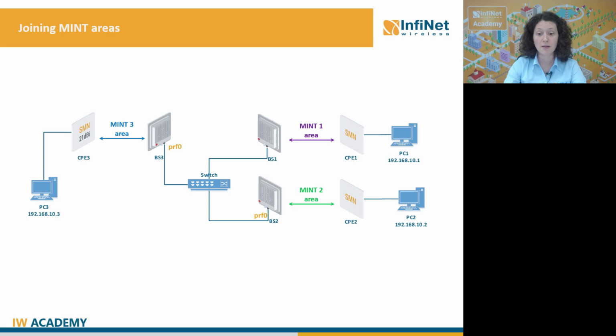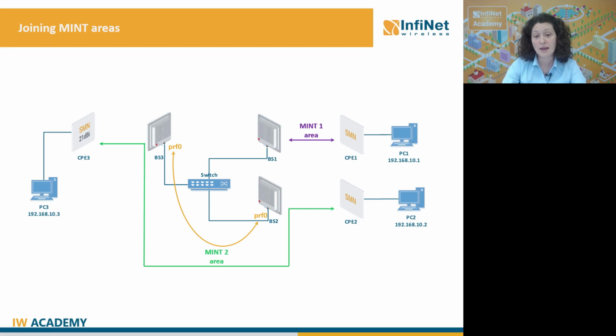If we wish, for example, to join MINT area 3 with MINT area 2, we can do this by creating pseudo radio interfaces on base station 3 and on base station 2. The PRF interfaces are considered MINT interfaces, and by joining them in the RF link section, we extend the MINT area through the Ethernet segment as well.